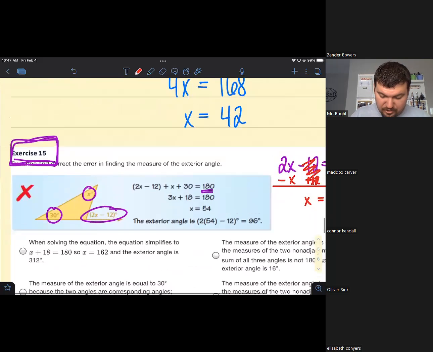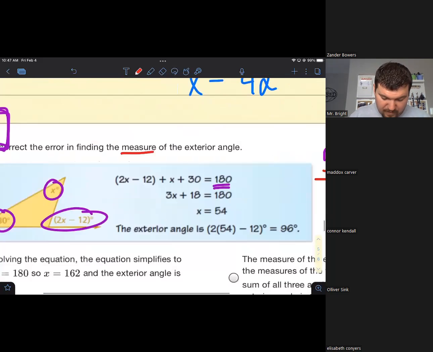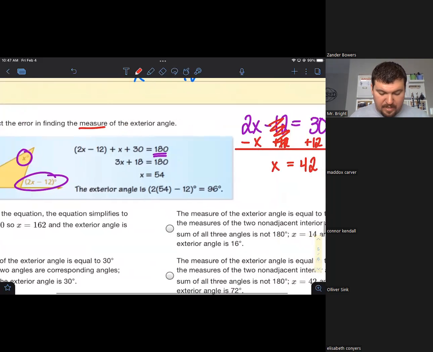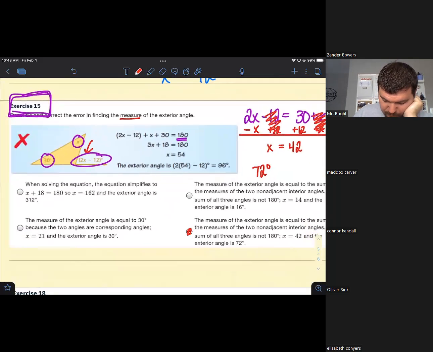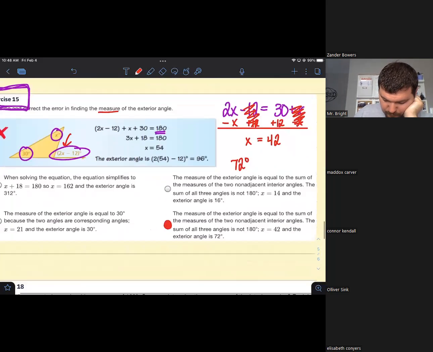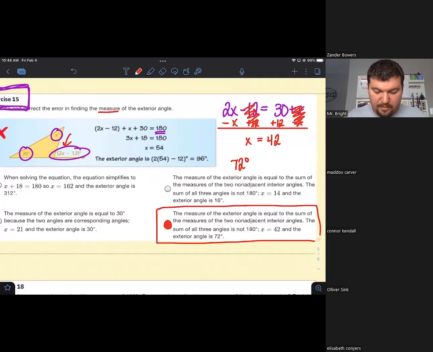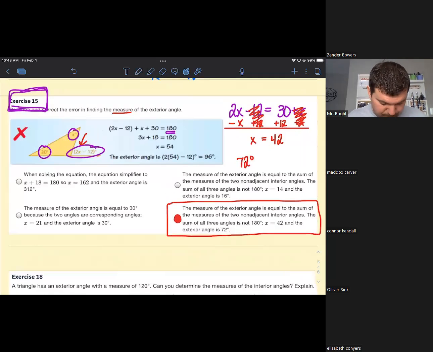They asked you to find the measure of the exterior angle. So if I know x is 42, then if I plug it in right there, 2x is going to be 84. And 84 minus 12 is, see, 84 minus 10 will be 74. Minus 2 more should be 72 degrees. So it should be 72 degrees, which means we'd have to go with this answer choice here. So make sure for number 15 that you're putting that work down and not just guessing and checking on it.